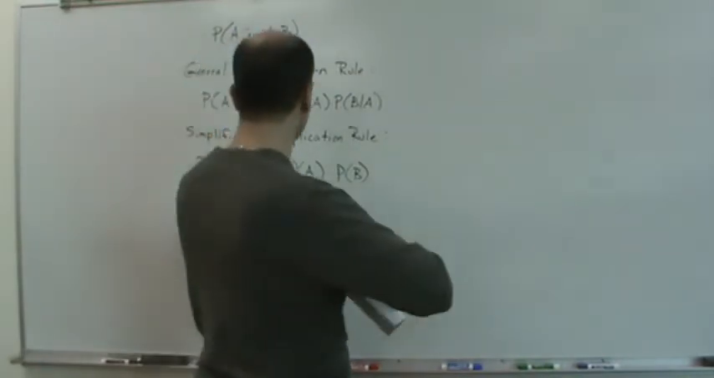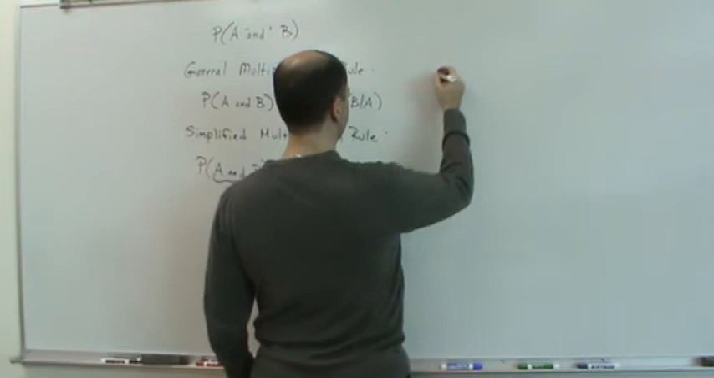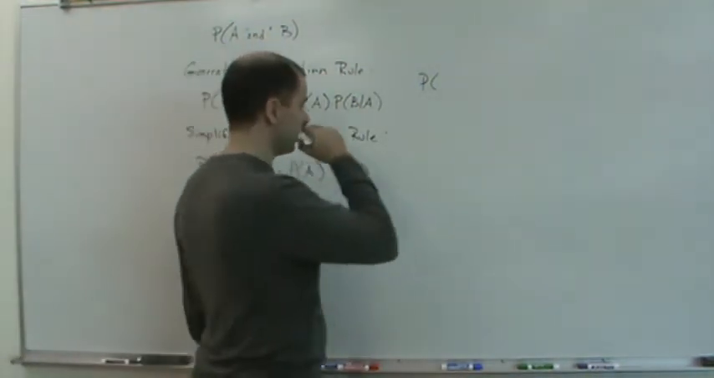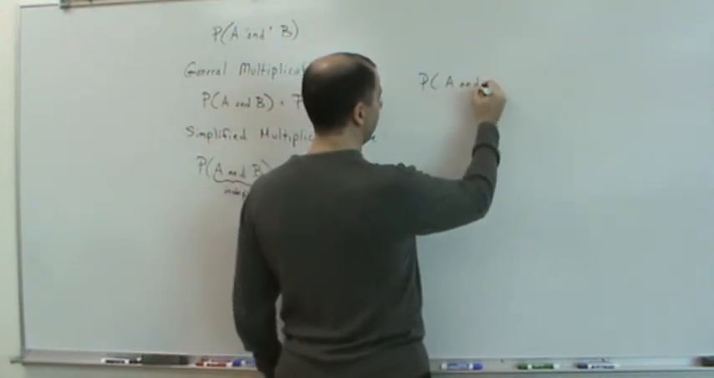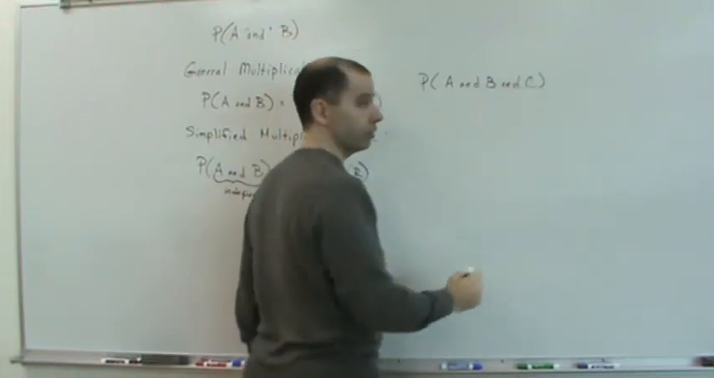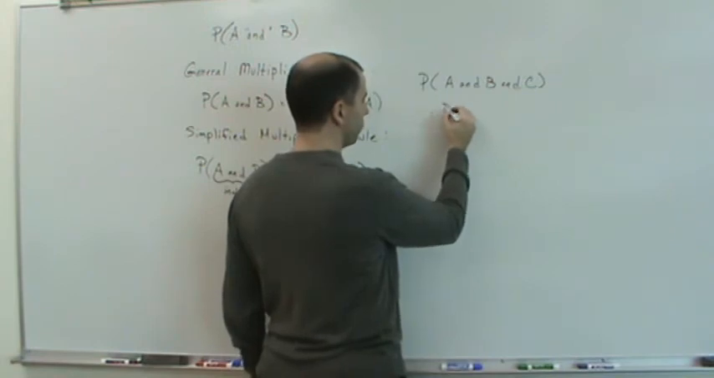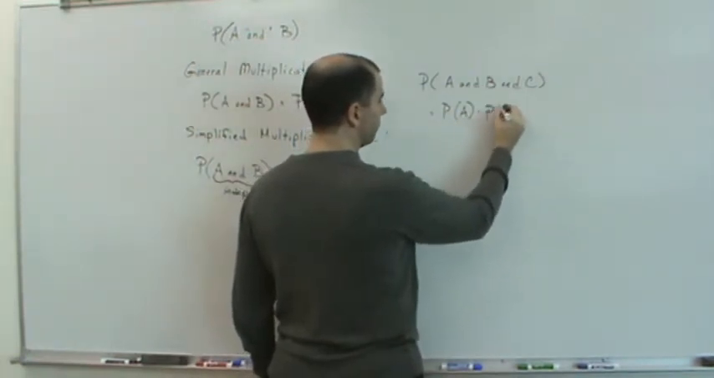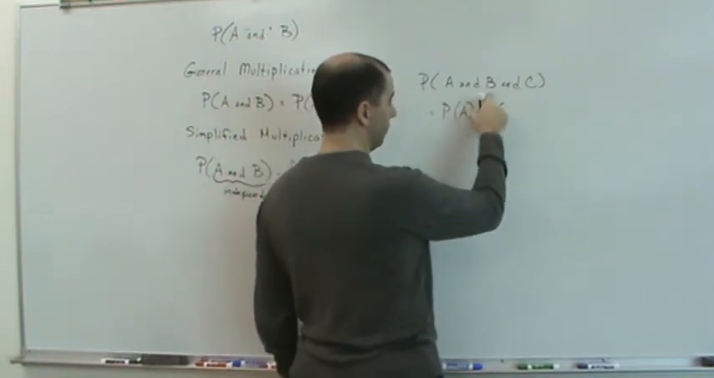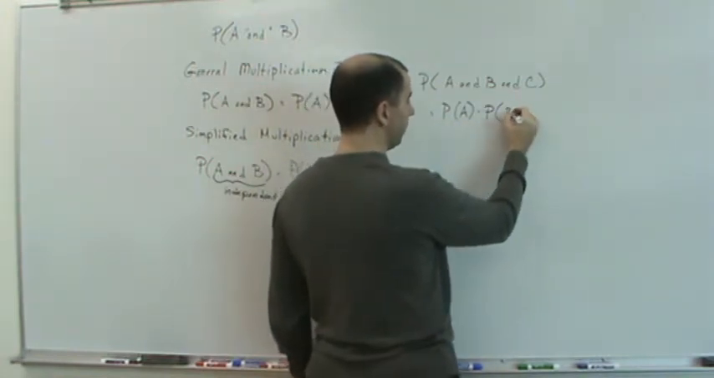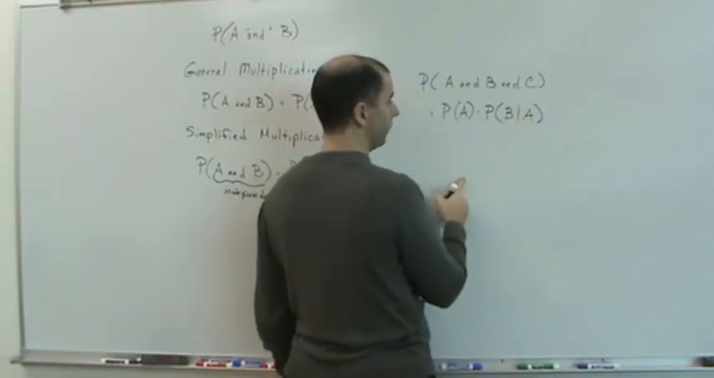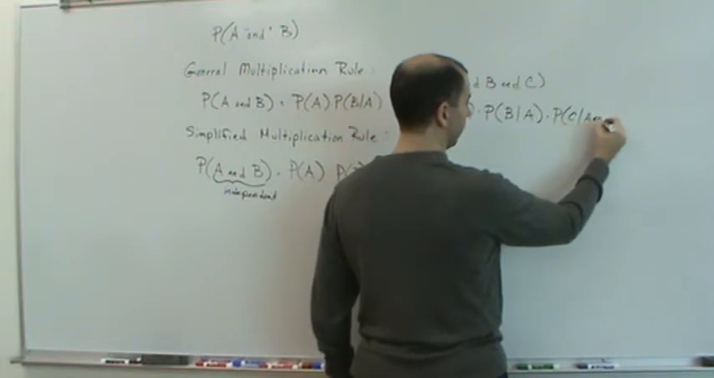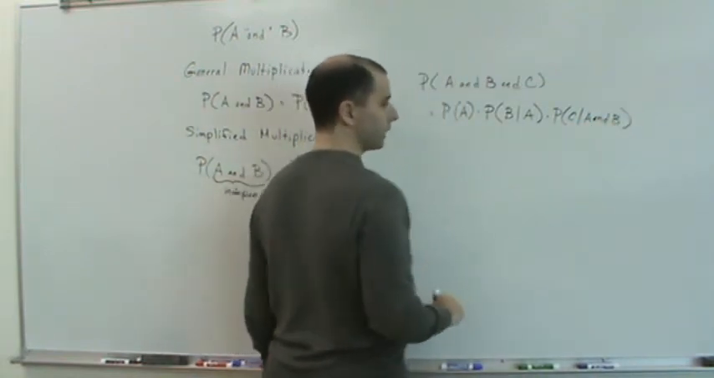So let's look at an example with three events. For the general rule, it gets a little more complicated, so we don't usually do more than three, especially in a basic stats class. If we do A and B and C, since we're not talking about independence here, it would be the probability of A, times the probability of B given that A has already occurred, and then multiplied by the probability of C given that A and B have already occurred. So we get a more complicated way of doing that.